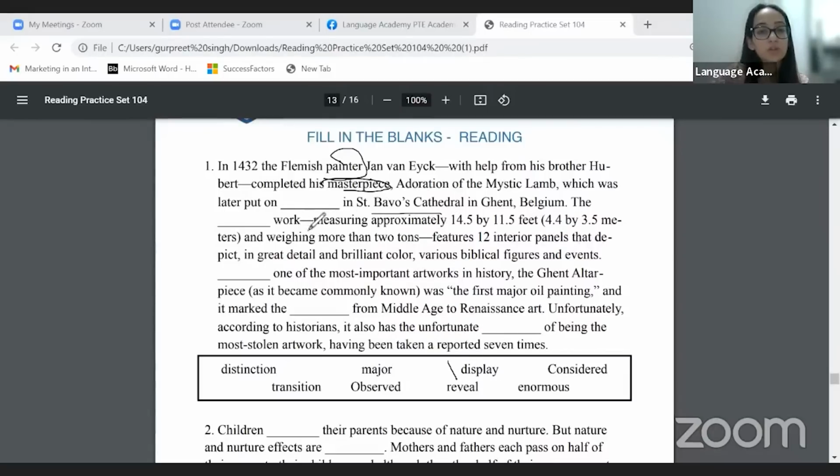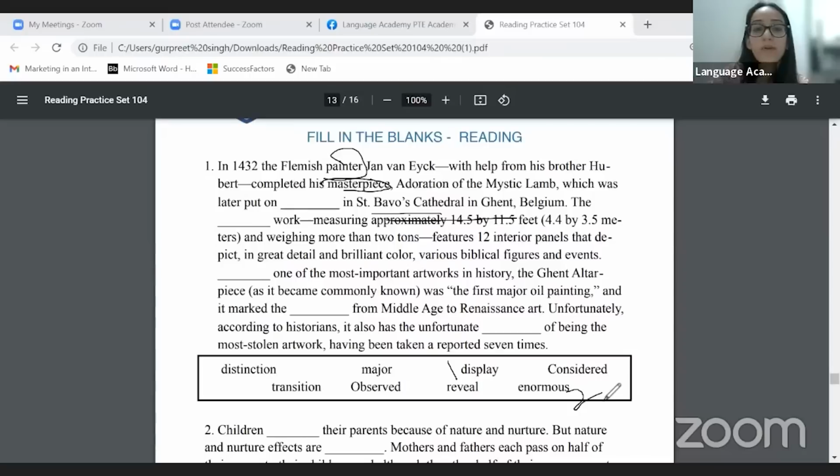The dash work, major work, most of you have written major work. Who told you it was major or not minor? Read the sentence. What do they want to say in the sentence? The dash work measuring this feet by this feet. What is measured in feet? Length and height of a painting. So it is enormous. They wanted to say it was very big.